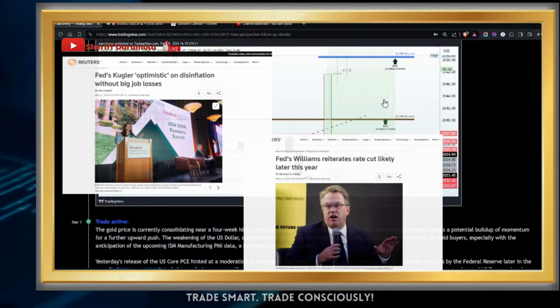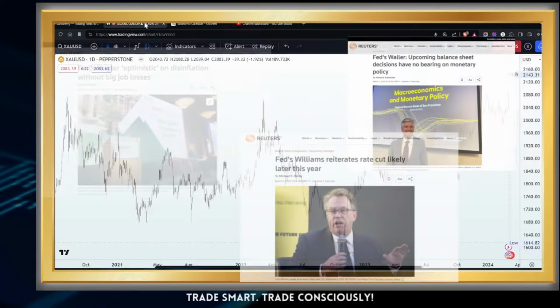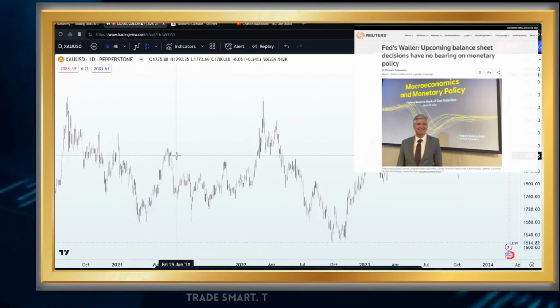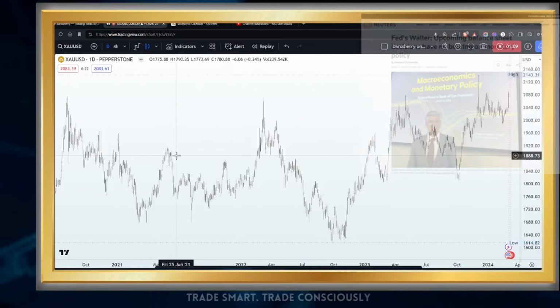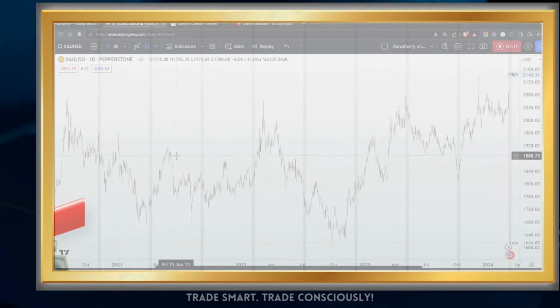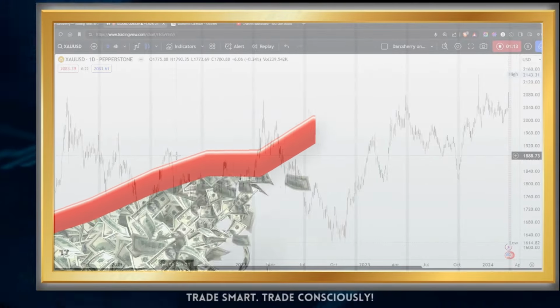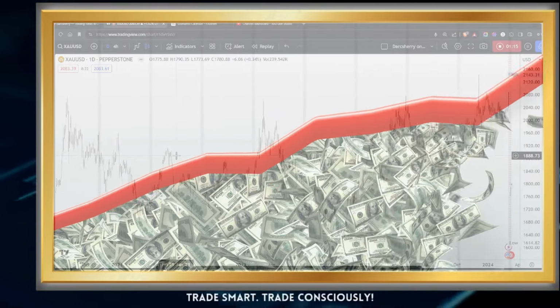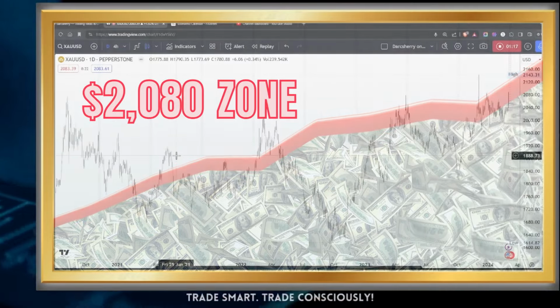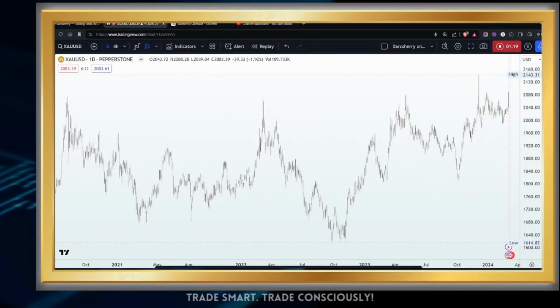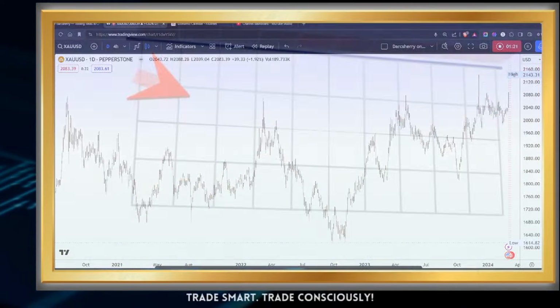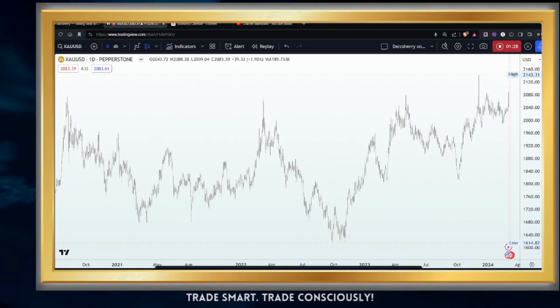In light of the recent US macroeconomic data releases and speeches from Fed Reserve officials, we witnessed a remarkable uptick in gold prices, soaring to the $2,080 zone. This surge was fueled by a decline in US Treasury bond yield as market sentiment shifts towards potential rate cuts happening sooner than expected.